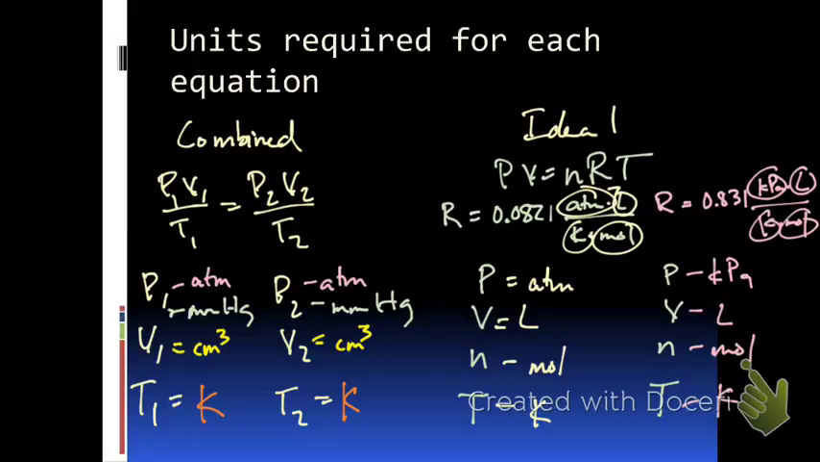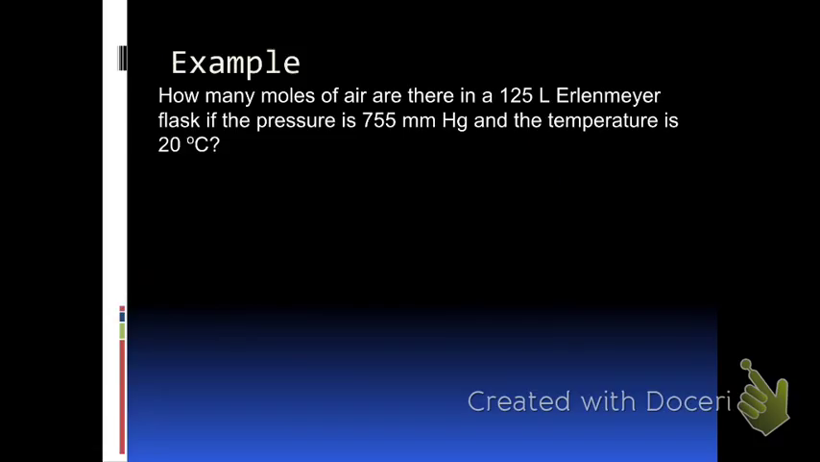So, for example, if in an ideal gas law I'm given milliliters, well, milliliters is no good. I have to convert them to liters, right? Or, for example, if I'm given grams, that doesn't work. I have to convert it to moles. So there are conversions that are required for the ideal gas law so that it will fit with the R value you want to use. So let's do an example.